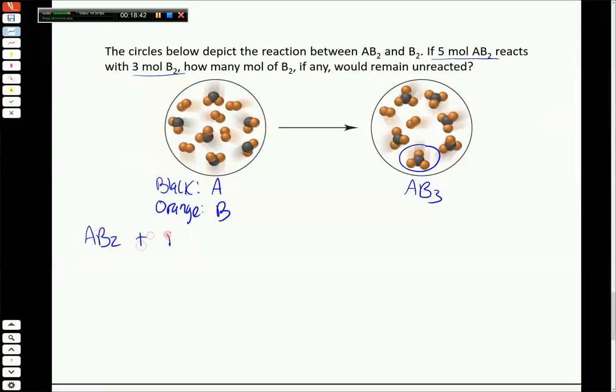AB2 plus B2 going to AB3. So we do need a balanced chemical equation.